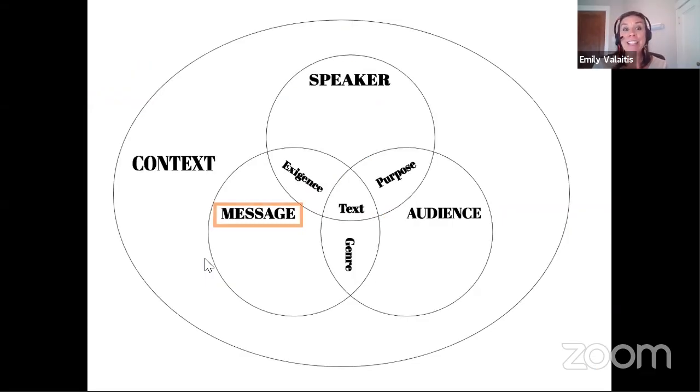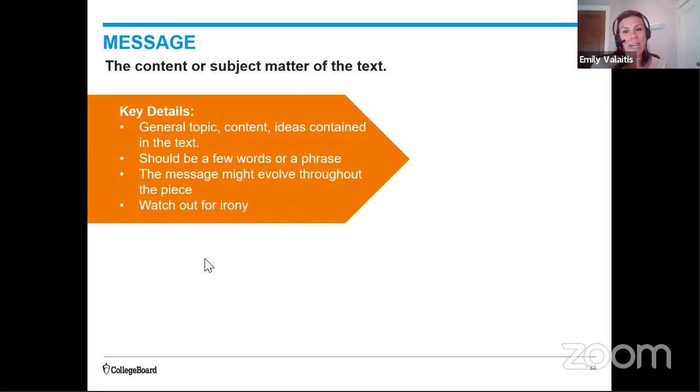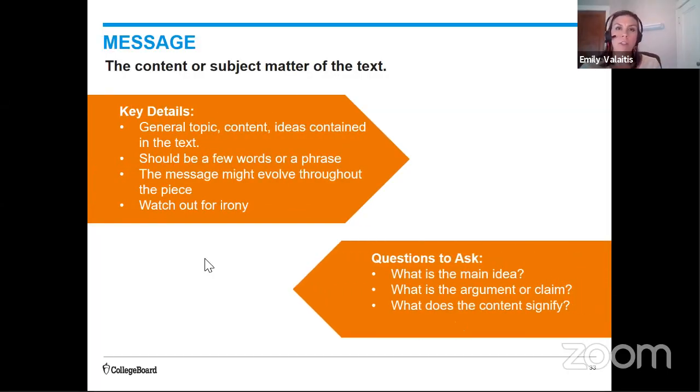All right, and then our last one, the message. This too is a little complicated and it is sometimes confused with purpose. The message is like the content or the subject matter of the text. Sometimes it's a little literal. And the prompt will give you the message. Now, keep in mind that's meant to be very topical, fairly broad, generic, and that you should go beyond the message of the prompt, even in your thesis.